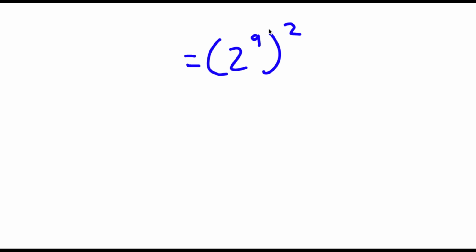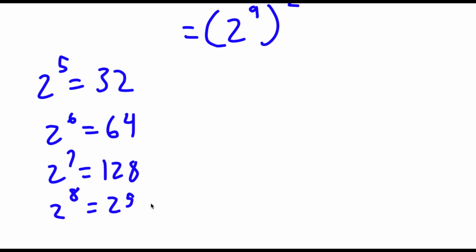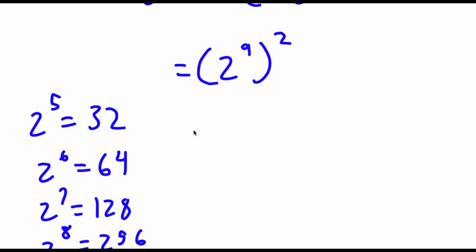Now 2 to the power of 9, what is that? Well, 2 to the power of 5 is equal to 32. So 2 to the power of 6 is going to be double of 32, which is 64. 2 to the power of 7 is double of 64, which is 128. 2 to the power of 8 is double of 128, which is 256. And finally, 2 to the power of 9 is going to be double of 256, which is 512. So now I have 512 squared.